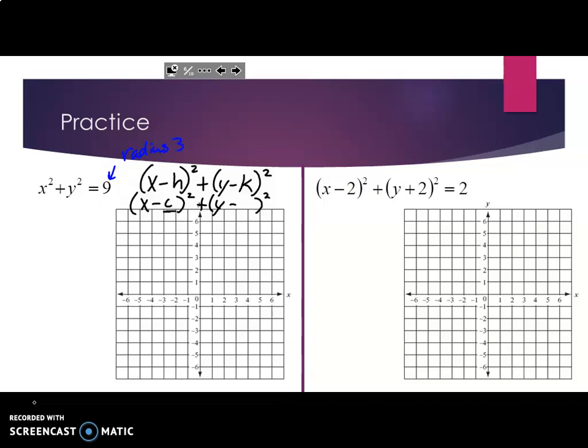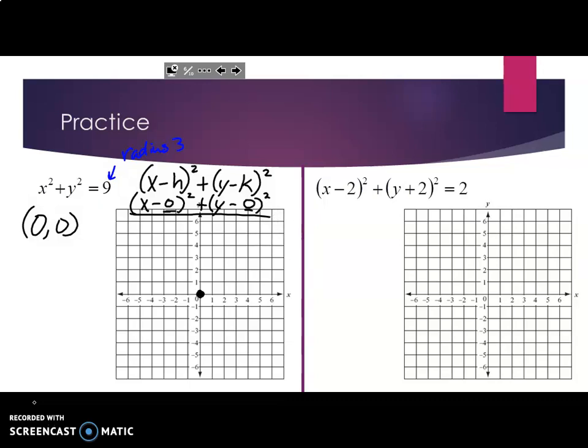Well, the answer to that would be 0. What's x minus 0? Well, it's just x. Y minus 0. Well, that's just y. Okay? So if you ever see just an x squared, the x coordinate is 0. If you ever see just a y squared, the y coordinate is 0. And this is y right here. That's why those y coordinates are 0. So the center of this circle is at 0, 0. It's at the very center of the graph.